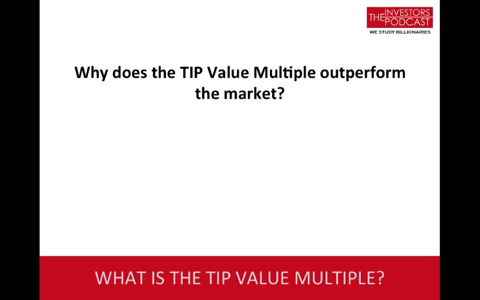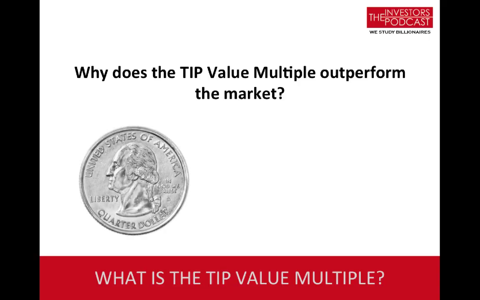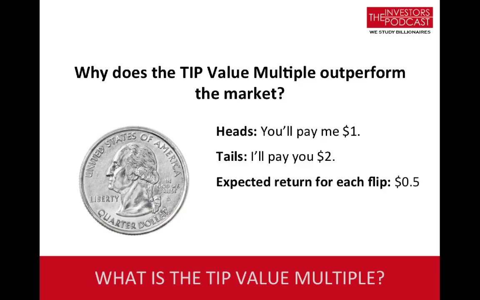Now, let's talk about the second reason why the TIP value multiple works. Imagine that I propose to enter a bet with you. I'll flip a coin, and you'll pay me $1 every time it's heads, and I'll pay you $2 every time it's tails. Clearly, this is a good bet for you. Your expected return for each flip would be 50 cents, and it would only be a question of time before I would run out of money.